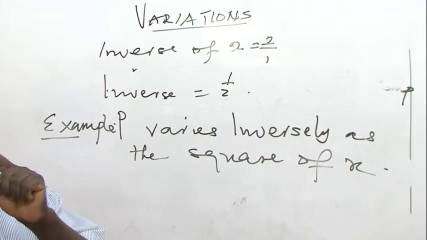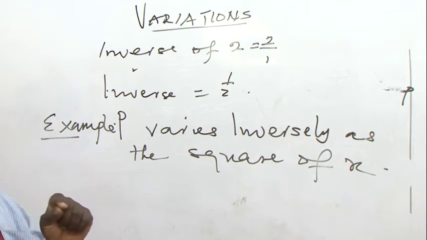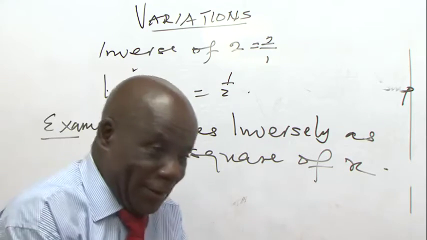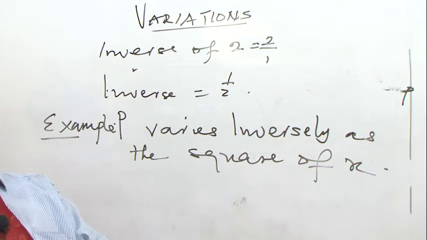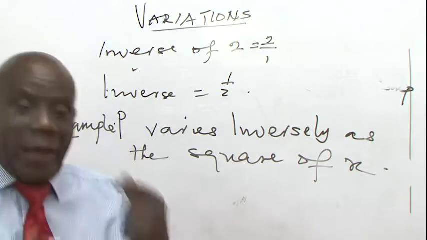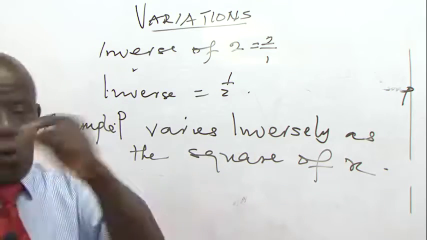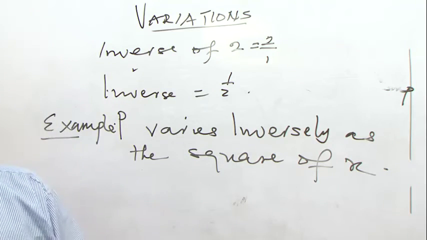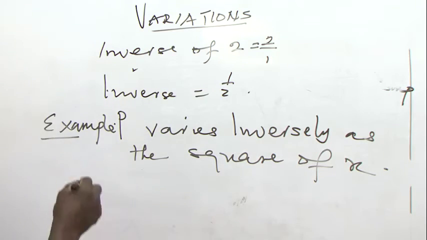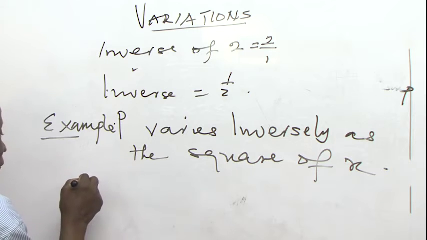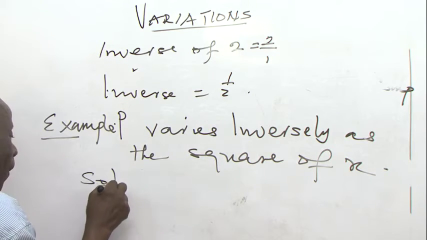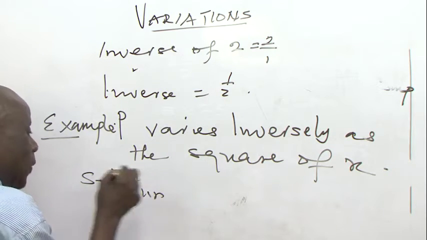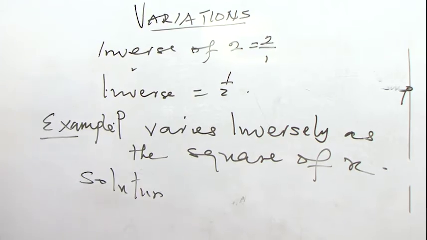Now there are so many things they want you to do there. The first thing is it varies inversely. They may say it's directly proportional to the square of x. Please, they can use it, don't be scared. Let's look at that quickly. Solution: the first thing you have to do is interpret it.